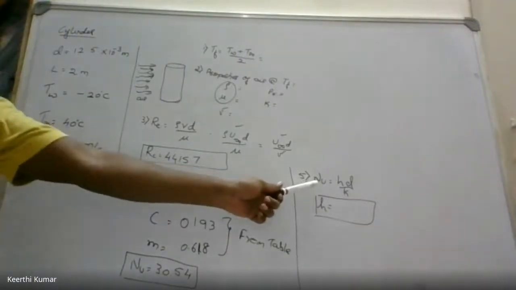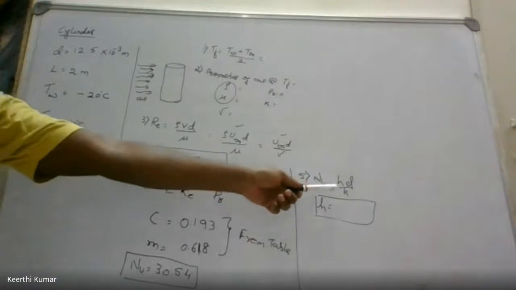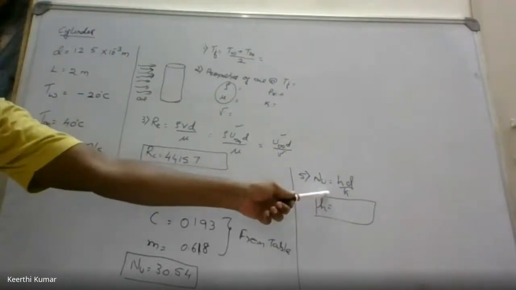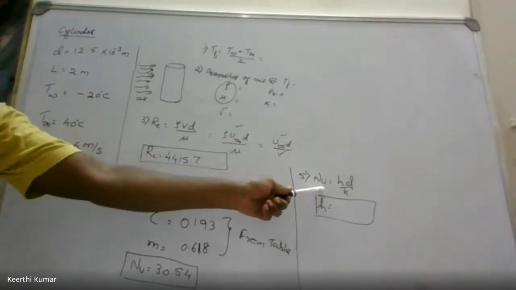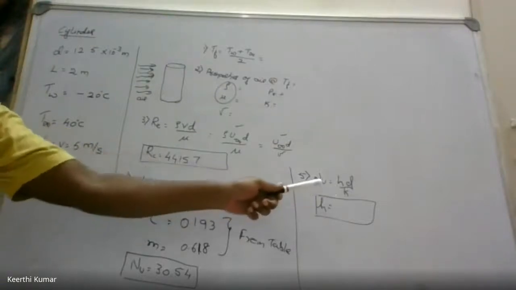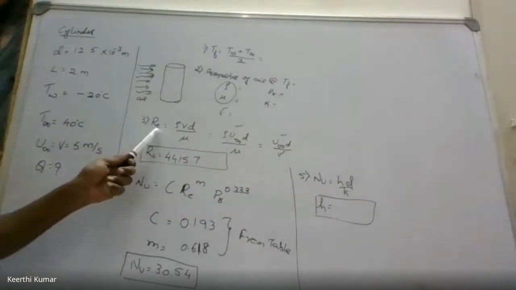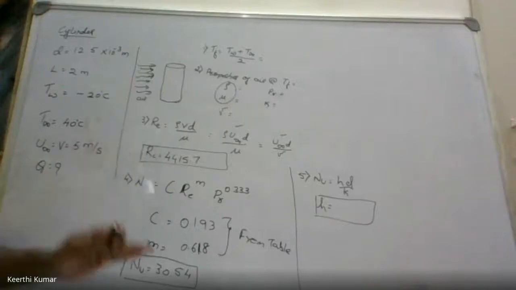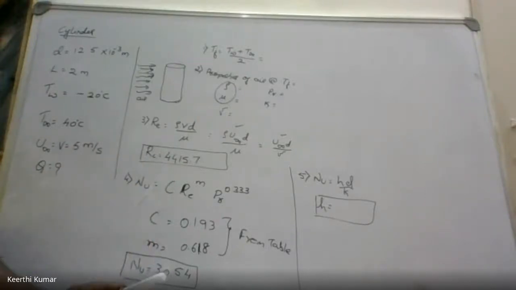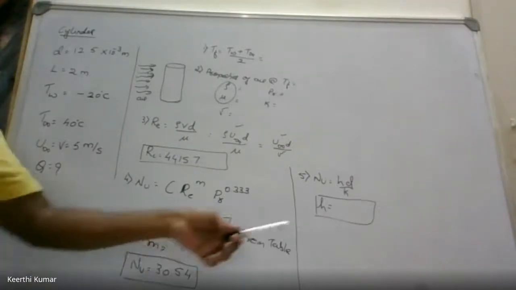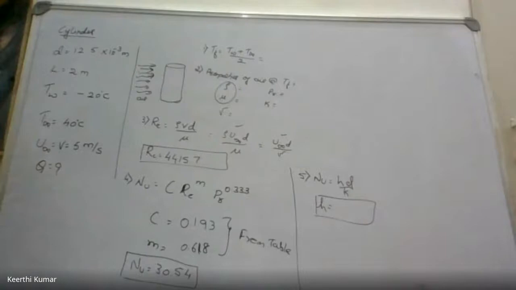This formula, Nu is equal to hD by k, we will get from page number 111. You can find out the Nusselt number formula and the Reynolds number formula also from page number 111. Any non-dimensional number formula we will get from page number 111 in the data handbook that I have shared. So can you tell what is the value of h?